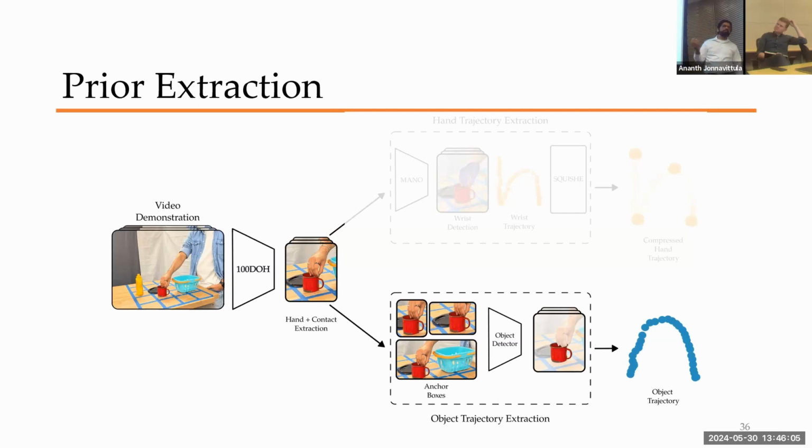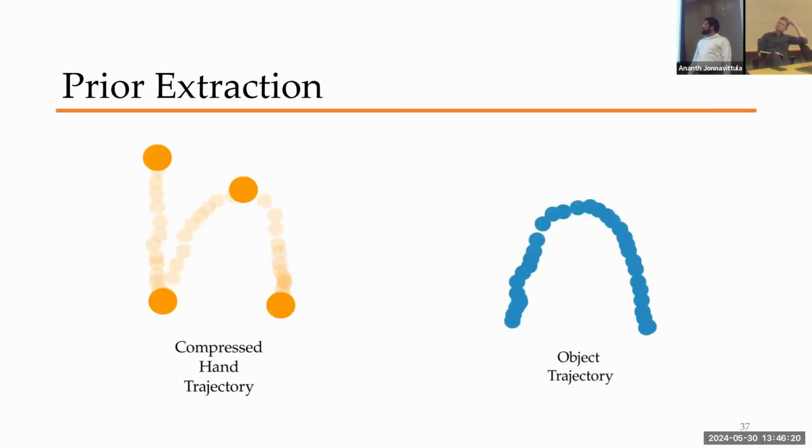So for example, if I'm picking up and placing a mug, what I'm really interested in is how the mug moved, not really how the human hand moved. So we need to extract what object the human hand was in contact with, and then how it moved throughout the entire video. Given these two extracted from the prior, we have the compressed hand trajectory that gives a rough idea of what the human hand did. It's not perfect for us, but it's a start.